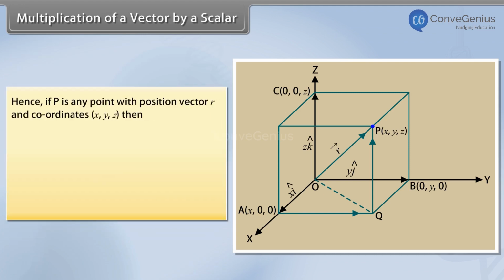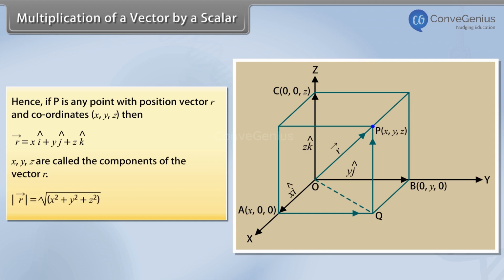Hence, if P is any point with position vector r and coordinates x, y, z, then vector r is equal to x i cap plus y j cap plus z k cap. x, y, z are called the components of the vector r. Modulus of the vector is square root of x square plus y square plus z square.